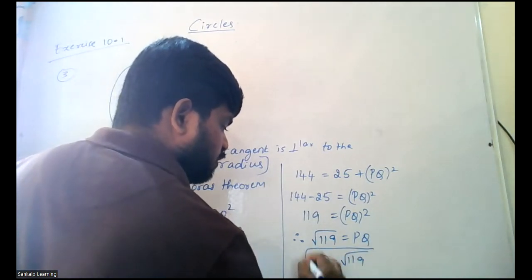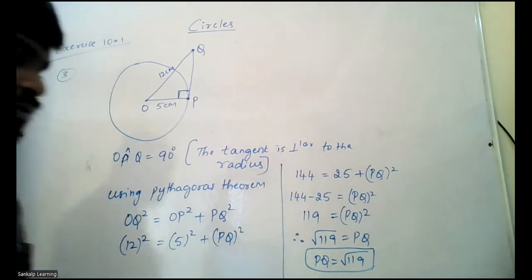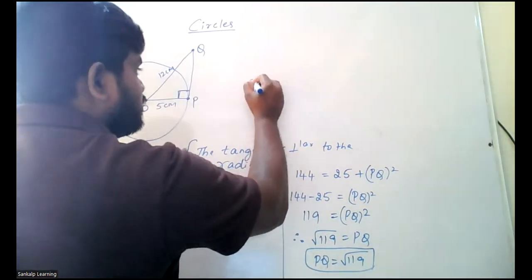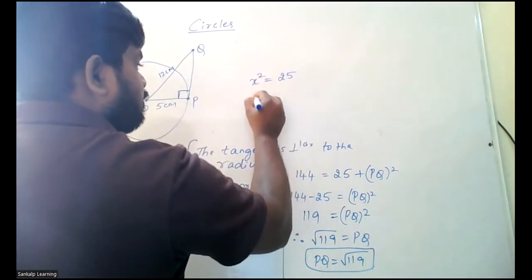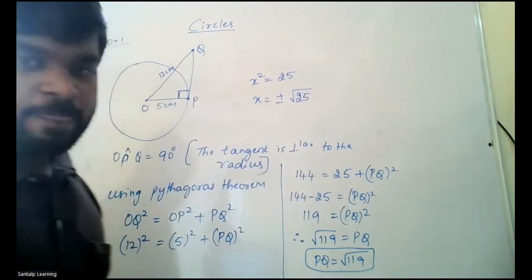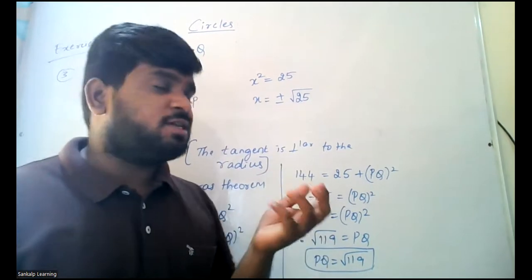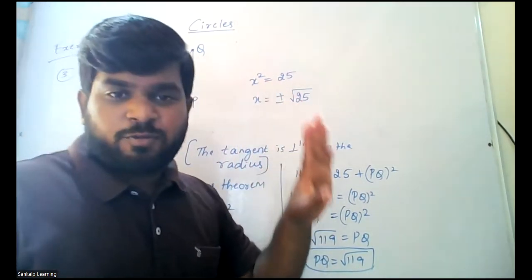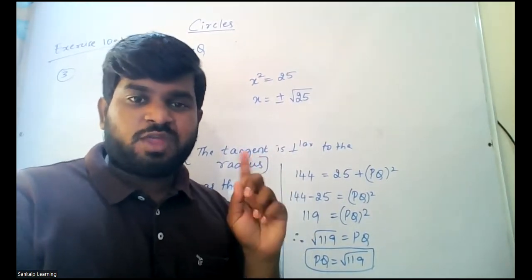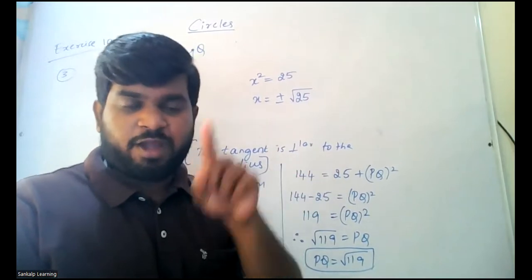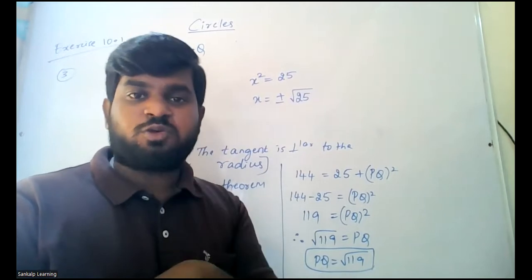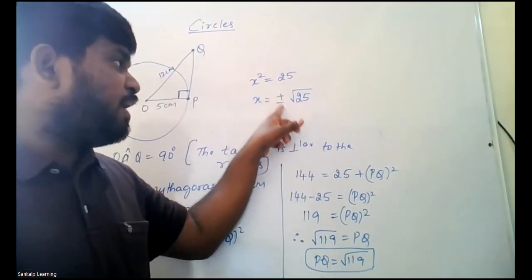Square root of 119. Basically, you would have learned whenever you're taking a square root, you should put plus or minus, right? For example, if x square is equal to 25, then x is equal to plus or minus root 25. Why? If I ask you the square root of 25, which number should I multiply by itself to get 25? The answer will be 5, because 5 into 5 is 25. Similarly, minus 5 into minus 5 is also 25.